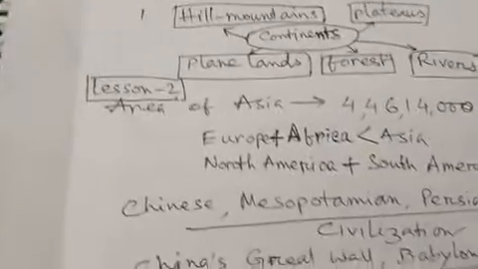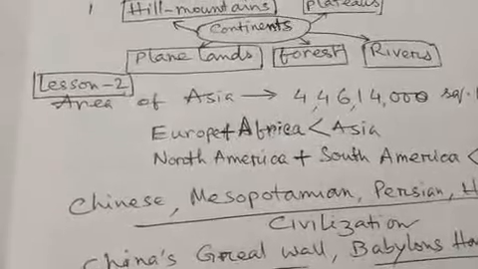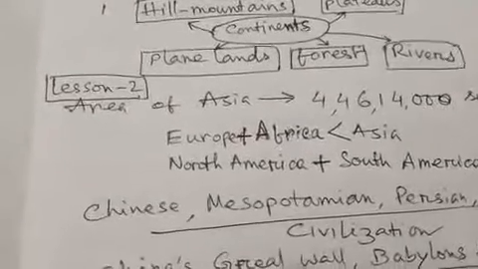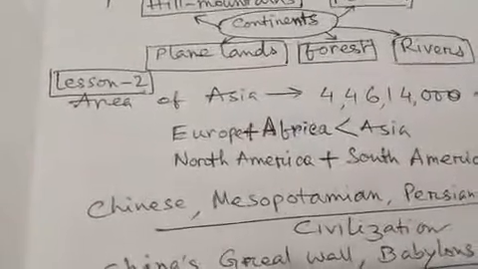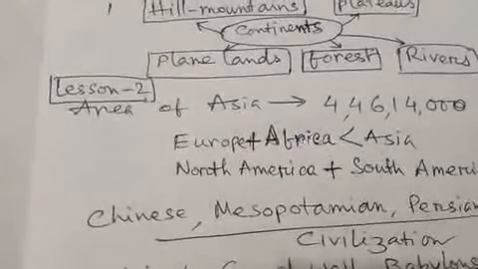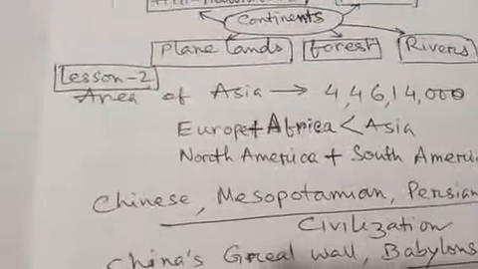So let's start lesson 2. What is in lesson 2? You can find the heading: geographical location and area of Asia. So Asia occupies 1/3 of the land mass of the globe.